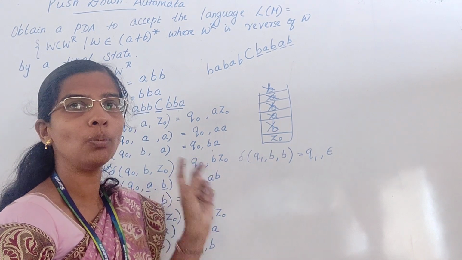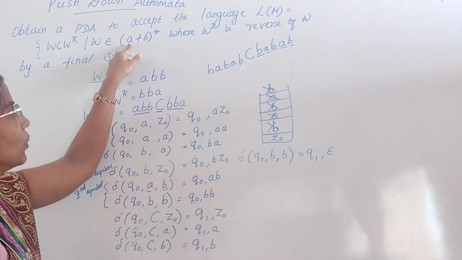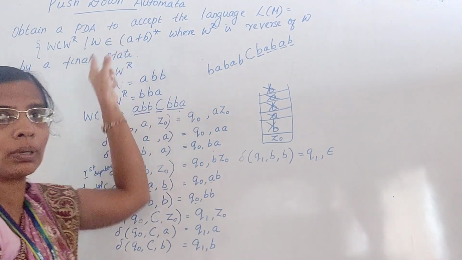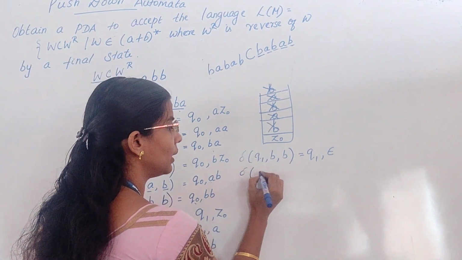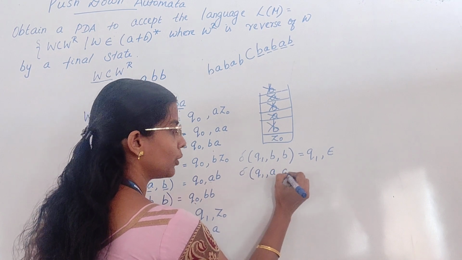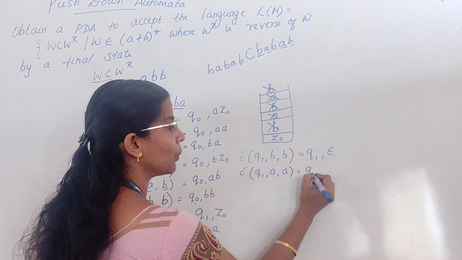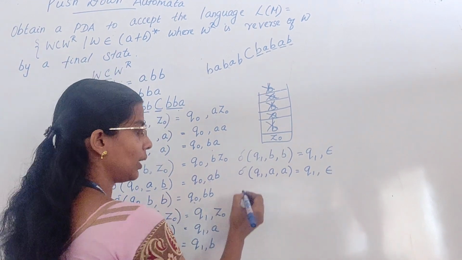And how many input symbols do you have in this language? Check your question. You have only two input symbols, A and B. So I have written for one input symbol. The next input symbol is A, and if your stack top is A, you can pop. Otherwise, you cannot pop.